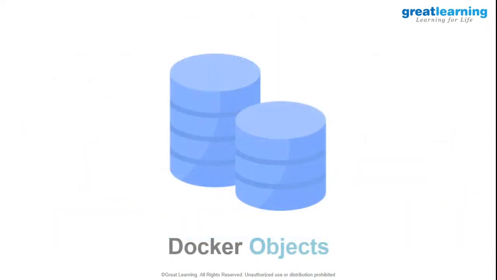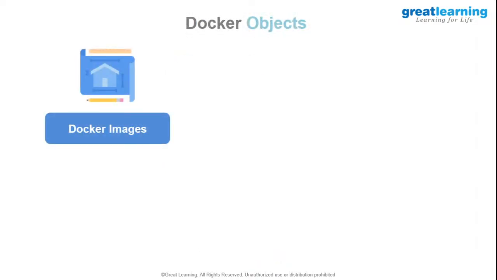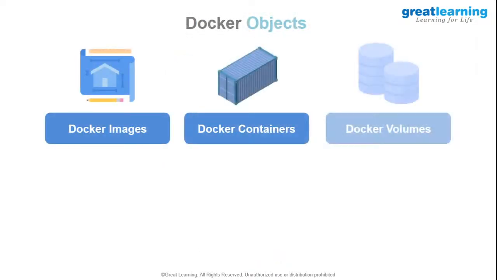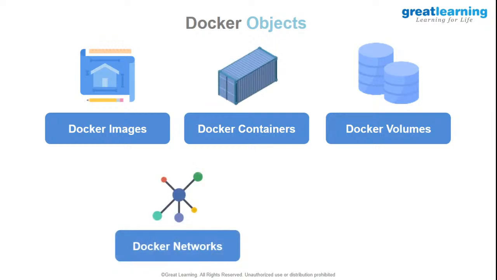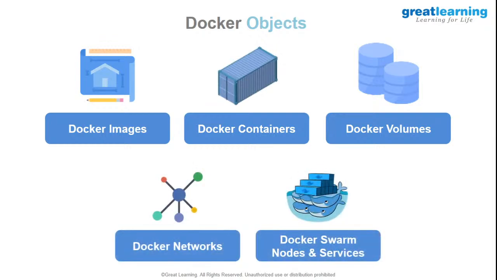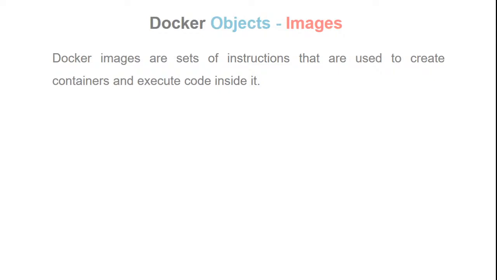Okay. So now let's discuss the different Docker objects there are. So we have a lot of objects over here. We have Docker images, Docker containers, Docker volumes, Docker networks, and Docker Swarm nodes and services. So for now, we'll ignore Swarm nodes and services because that's a little bit more advanced topic. We'll just go through the rest of them. So Docker images. Docker images are a set of instructions that are used to create containers and execute code inside of it.